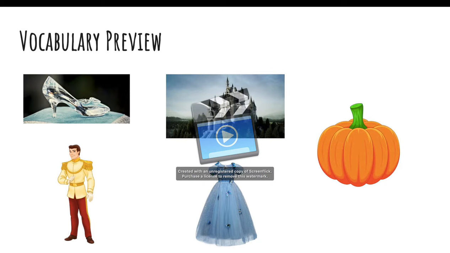For our vocabulary preview, we are first going to warm up their brains and pull out schemas that maybe already exist connecting to these words so that we can bridge them over to English a little easier. Vocabulary words include some of the pictures you see here: glass slipper, prince, castle, pumpkin. We have others such as stepmother and stepsisters.